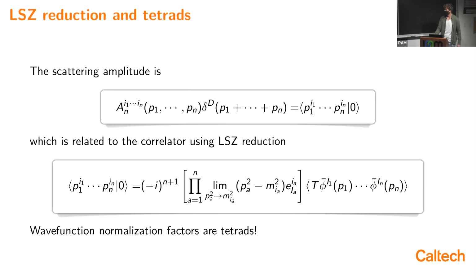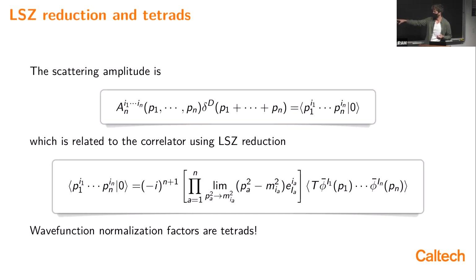And then we can go from using the normal LSZ reduction formula, from scattering amplitudes to correlation functions. The scattering amplitudes will have these lowercase flavor indices, while the correlation functions will be built from the fields with capital flavor indices. And the way to toggle between those indices is precisely these tetrad functions.